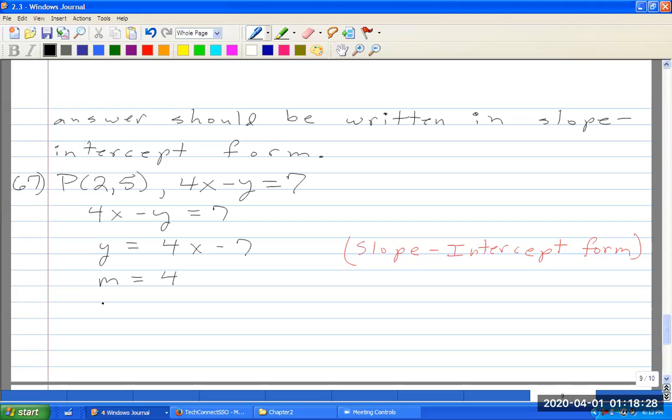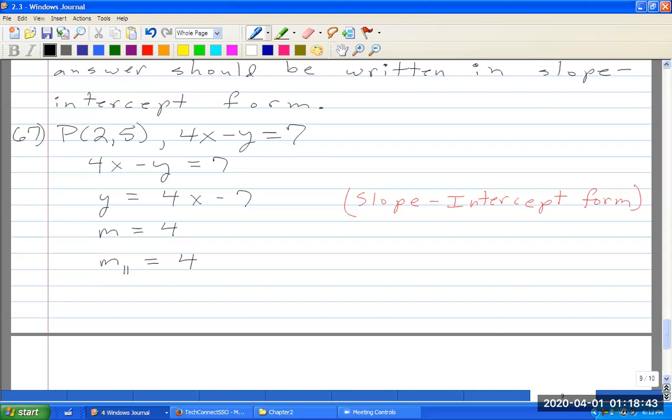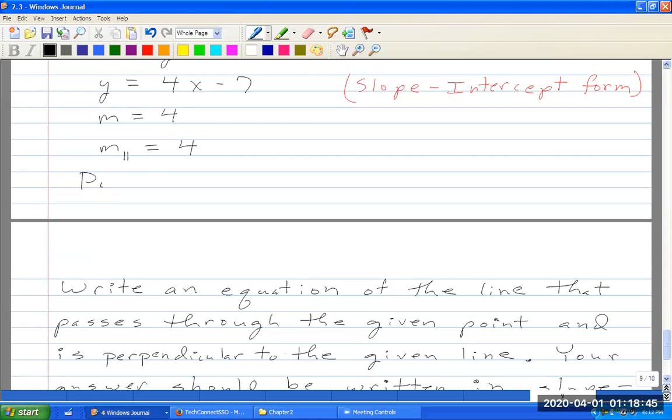And so the slope of this line is 4. I want to find the slope of a line parallel to this line. Well, I know that the slope of a line parallel to a given line has the same slope. So now I want to use the point-slope form for the equation of a line because I have a point and a slope.